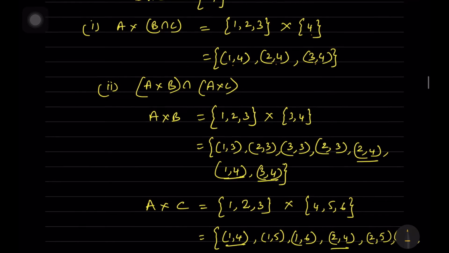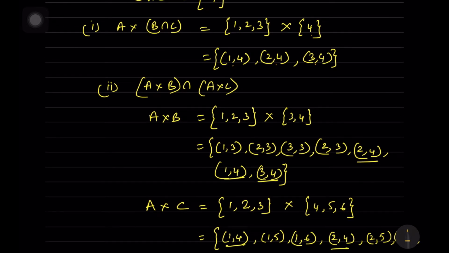Next, second, what we have to prove? (A cross B) intersection (A cross C). Now what is A cross B? We'll see. It is {1, 2, 3} cross {3, 4}. So now we'll write it as (1, 3), (2, 3), (3, 3), then (2, 4), (1, 4), then (3, 4). You can also write it in this way: (1, 3), (1, 4), then (2, 3), (2, 4), (3, 3), (3, 4). If you write it in this way, it will be easier.